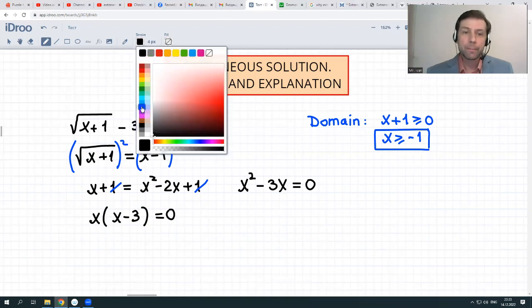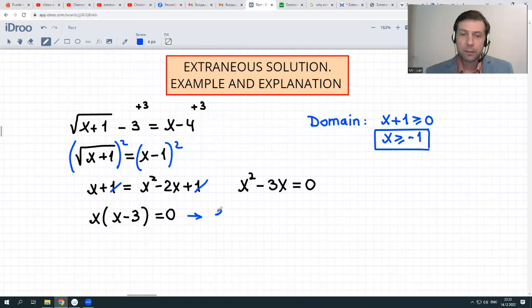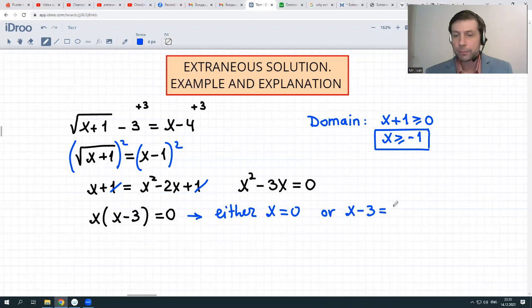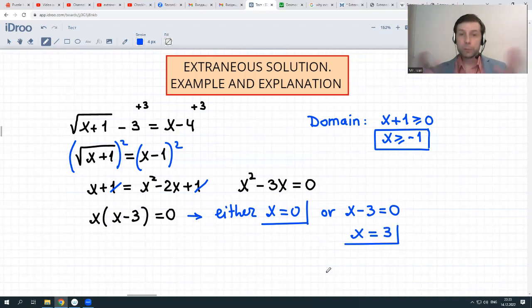Now we make the conclusion that either x is equal to 0 or x minus 3 is equal to 0. Both are fine. This leads us to the solutions. x equal to 0 is the first root, already obvious. And x equal to 3 is the second solution, which is also obvious. But now let's see: do these solutions satisfy the original equation?